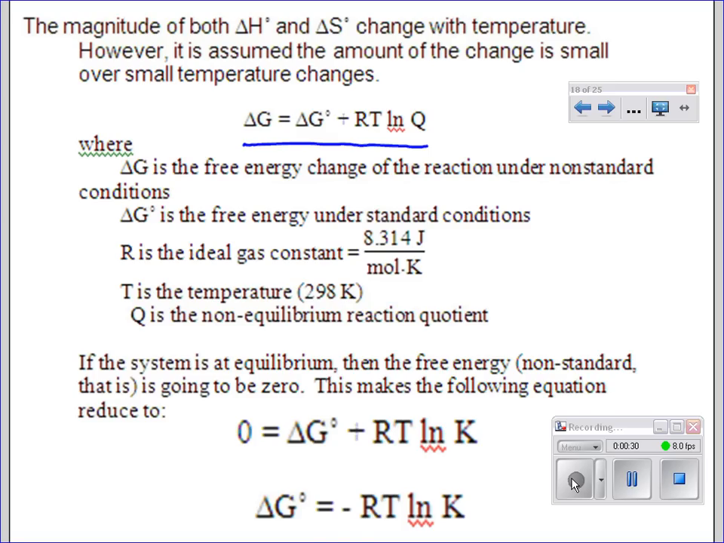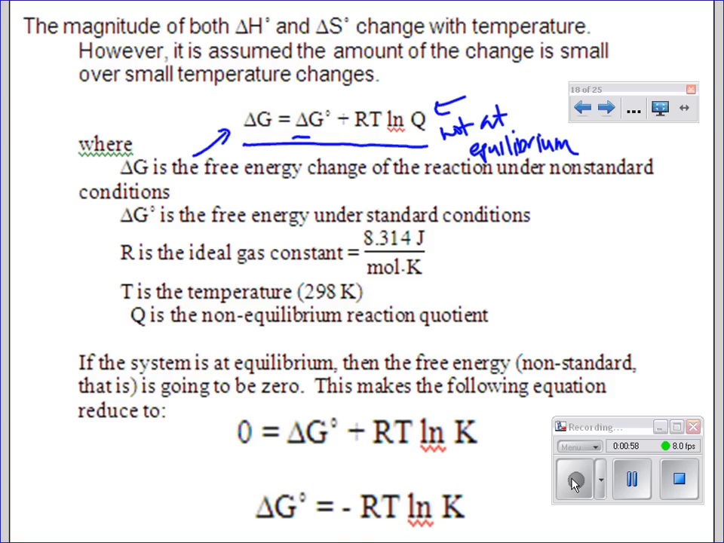So anyway, what this equation is, it's finding the non-standard free energy by adding the standard free energy to RT ln of Q. Since it's Q and not K, what does that tell you? We're not at, very good, we're not at equilibrium. So if we're not at equilibrium, this is the equation we're going to use to find the delta G that's not standard, the non-standard delta G.